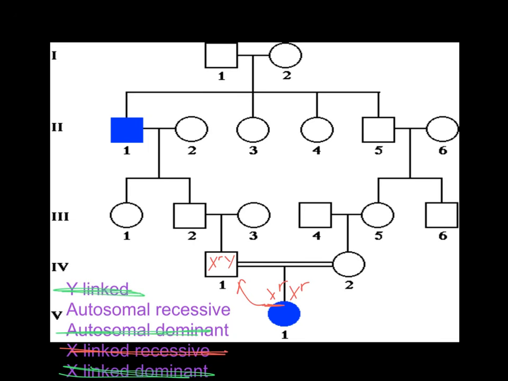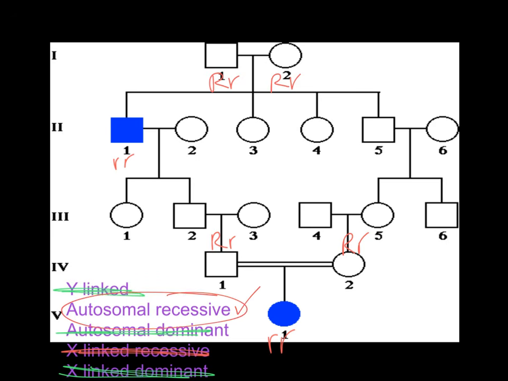Now, could autosomal recessive work? Let's check it out. And what we see from the genotypes I've filled in and what we can infer for the rest of the individuals in this chart, is that autosomal recessive is the only possible mode of inheritance displayed on this pedigree.